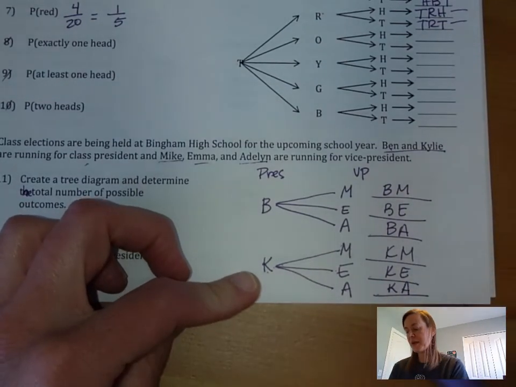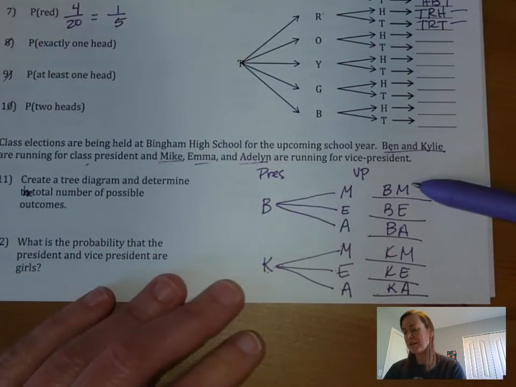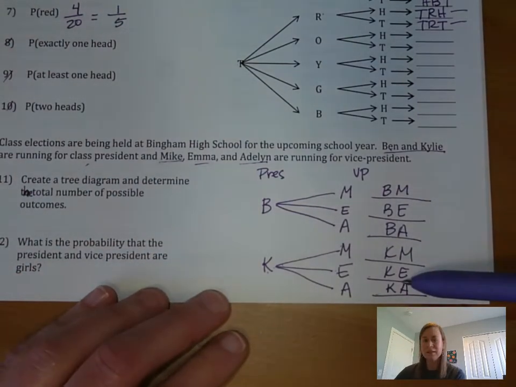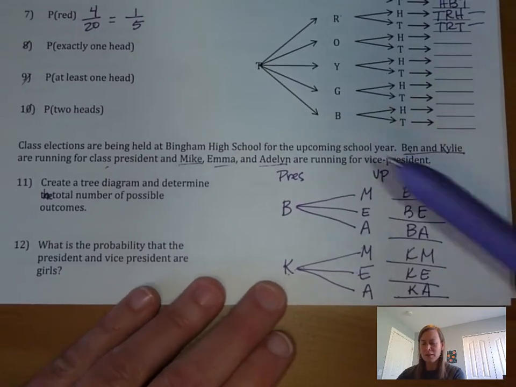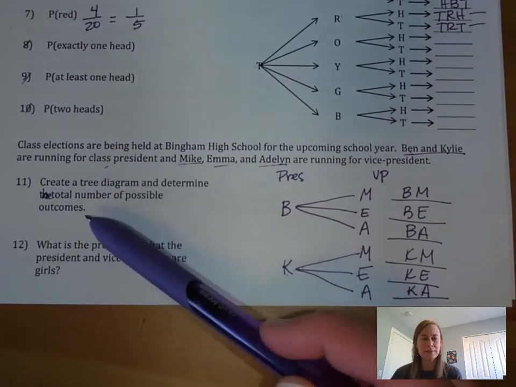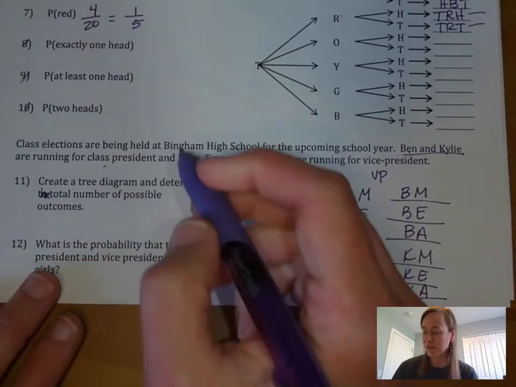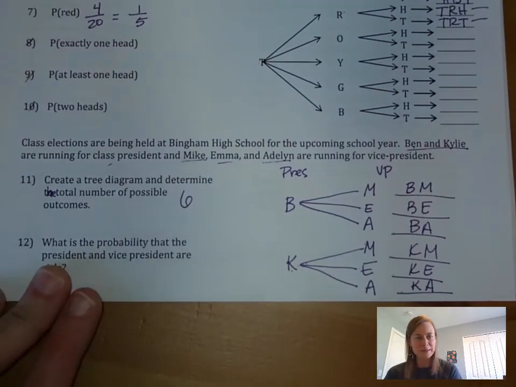So on all of these possible outcomes, we're going to have either Ben or Kylie for president, and then either Mike, Emma, or Adeline for vice president. So over here, create the tree diagram. Done. Now determine the total number of possible outcomes. 1, 2, 3, 4, 5, 6 possible outcomes there. So I'll write 6 right there.